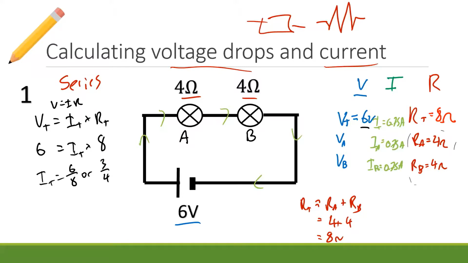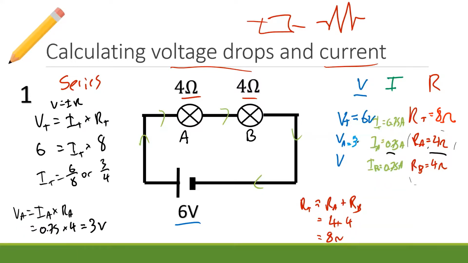Now, keep playing the game of tic-tac-toe. We have 1, 2, we can get this one here. We can also get this one here. Let's do them together now. So VA is going to equal IA times RA. We know that IA is 0.75. We know that RA is 4. If you go 0.75 times 4, this comes out to be 3 volts. So our voltage happens to be 3 volts.